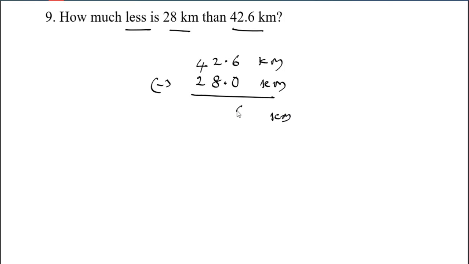Now subtract it. 6 minus 0, 6. Point 2 minus 8 not possible. Borrow 1 from this one. This becomes 3 and this becomes 12. 12 minus 8 is 4. Now 3 minus 2, 1. Therefore, how much is less? 14.6 kilometers is less.